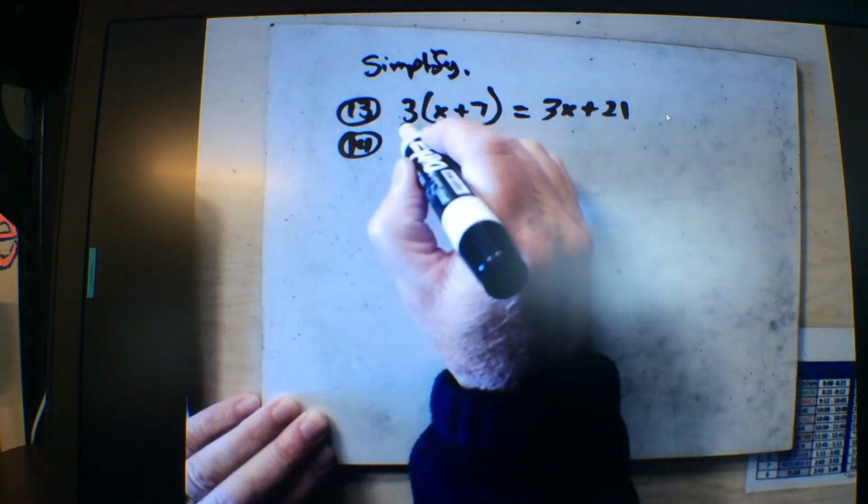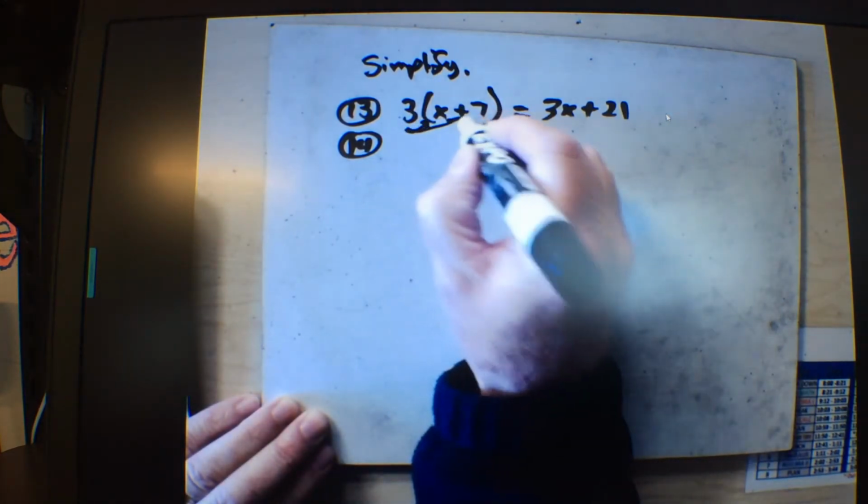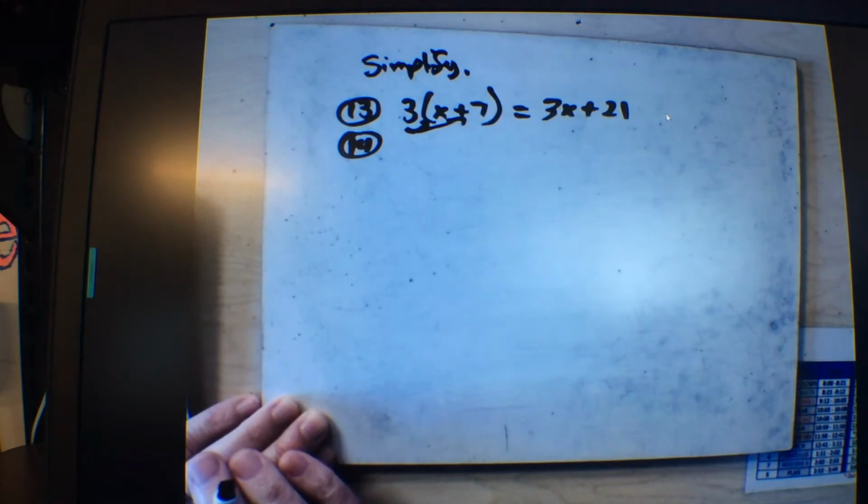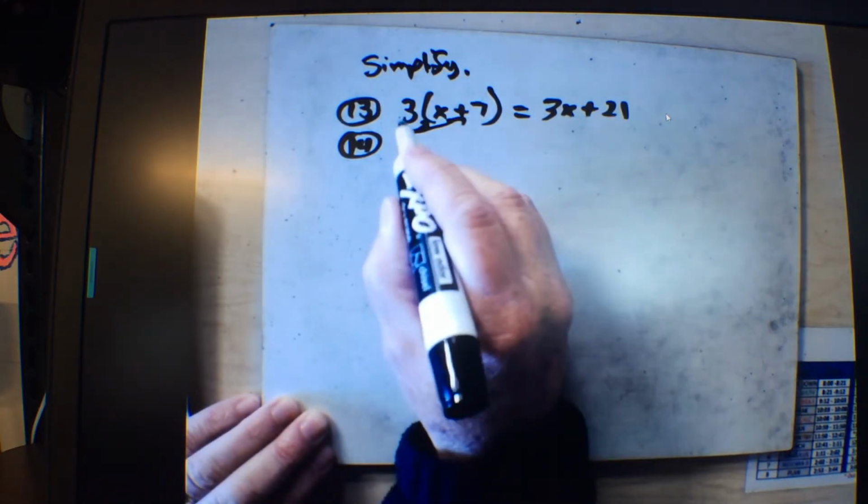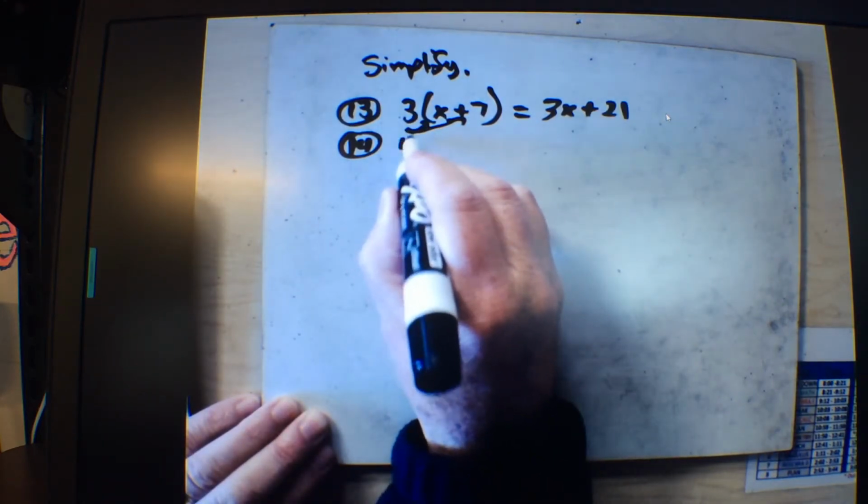I distribute the 3 to the x and to its times the quantity, right? And the 7. All right? Now, can I add 3x plus 21? They are not like. Okay? They are not like.